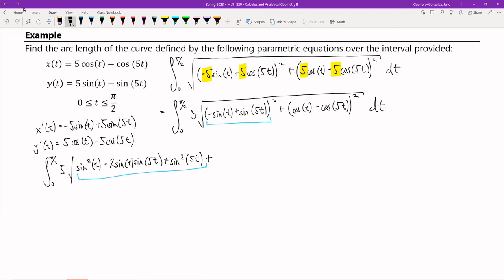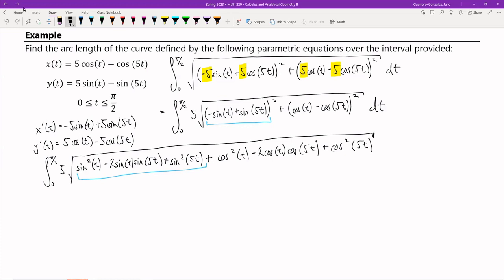So that one is going to be cosine squared t, minus 2 cosine of t cosine of 5t, plus cosine squared of 5t. And now I'm going to put the hat on the big, huge square root. Sorry for the upward slope of it all, dt. So now this purple thing is this right here, if you expand it out.